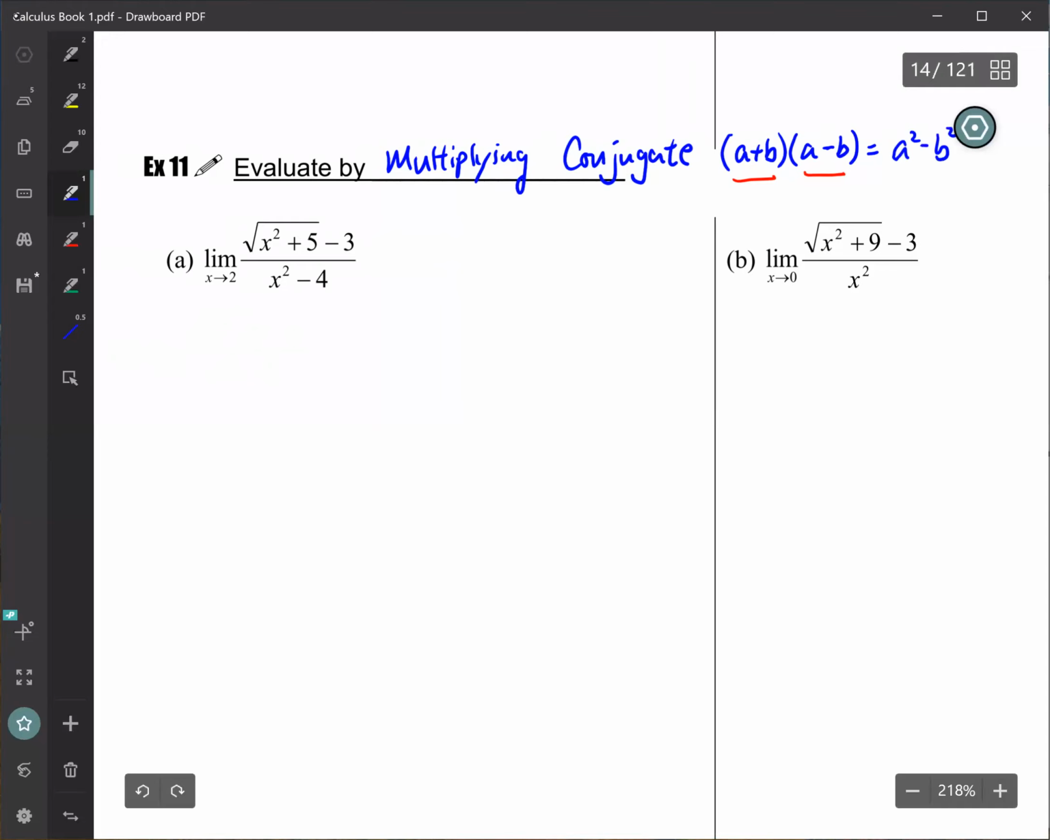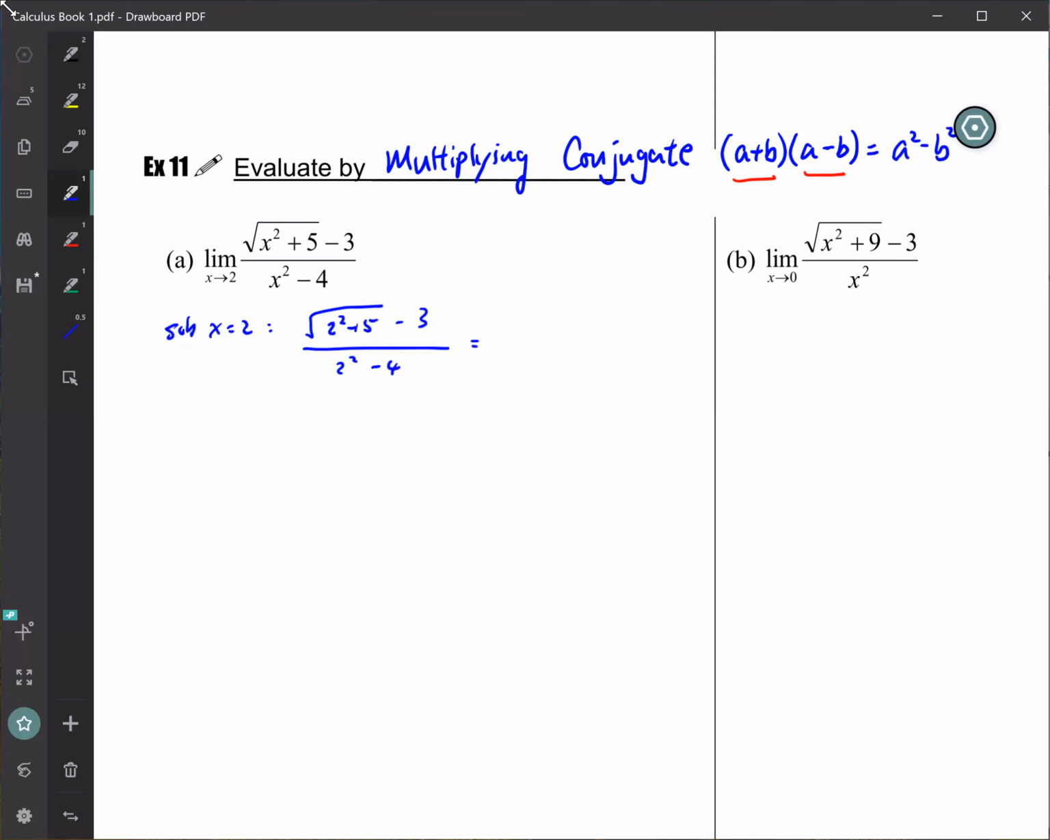So let's see what happens when we substitute here. We substitute x equal to 2. Everybody try plugging it in. 2 squared plus 5 minus 3, over 2 squared minus 4. Okay, so Leon, what do you get on the top?